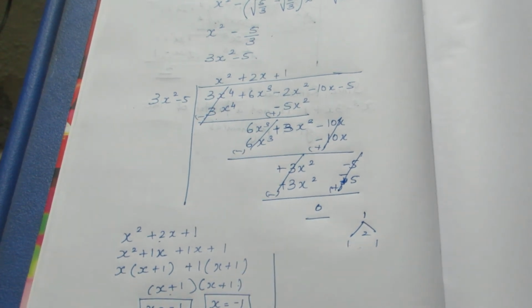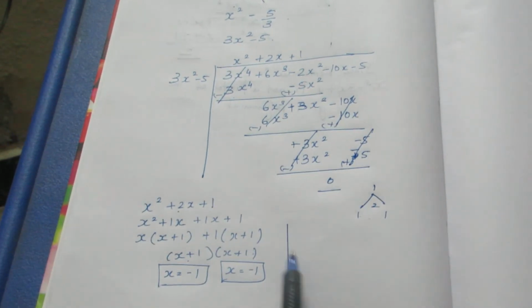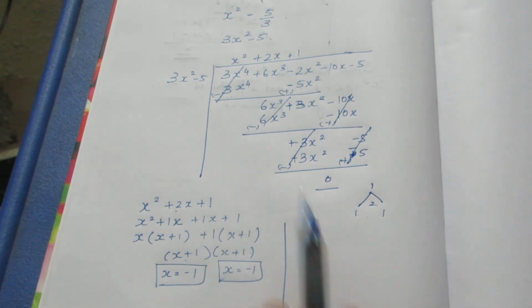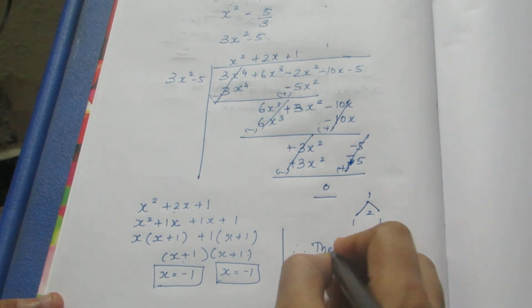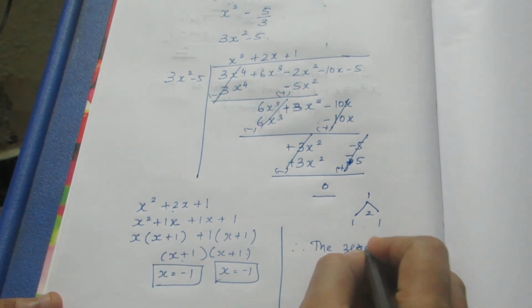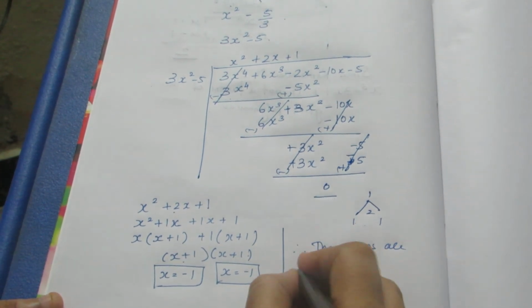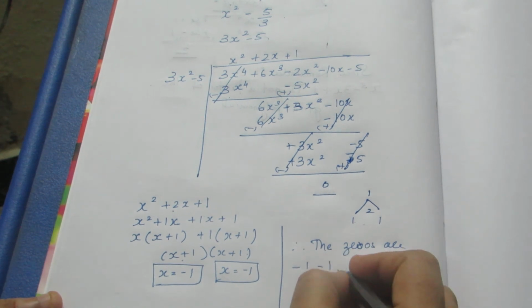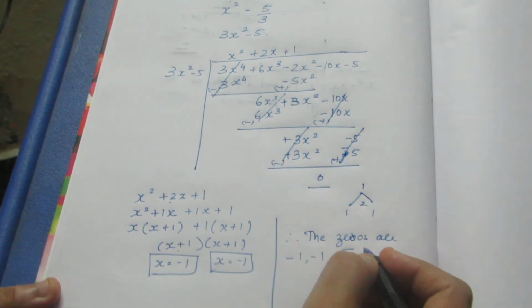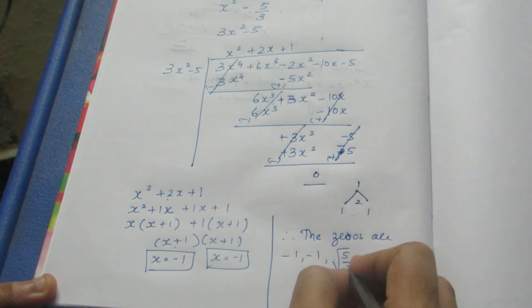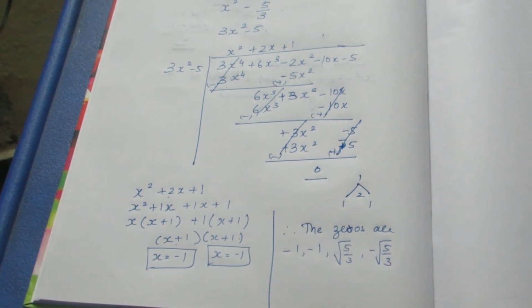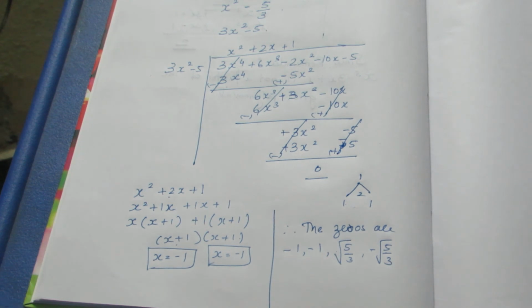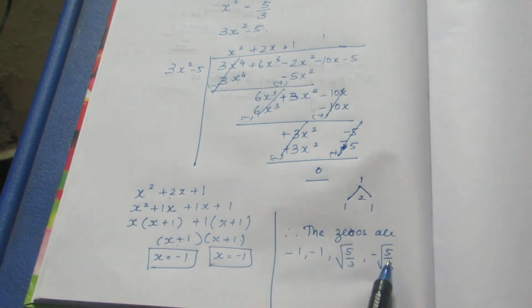Now we have found two zeros already. Therefore, the final answer is: the zeros are minus 1 comma minus 1 comma. We need to write all the 4 zeros, as the degree is 4. So it is minus root 5 by 3, plus root 5 by 3. So that's all with the sum. This is the final answer.